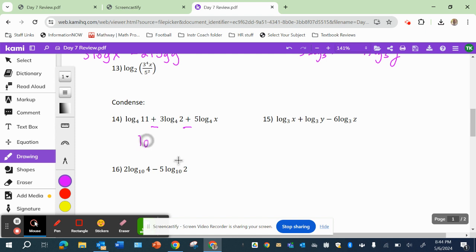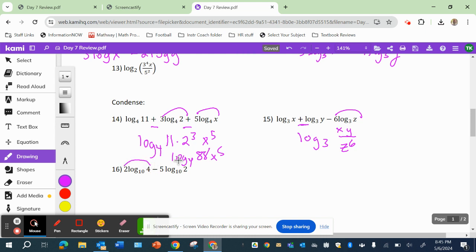So log base 4 of 11 times that 3 goes on the top, 2 to the third, that 5 goes there, x to the fifth, so 88 x to the fifth. So this one has one that's multiplied and one that's divided. That goes there. I'm not looking at your answers. I think you had that.